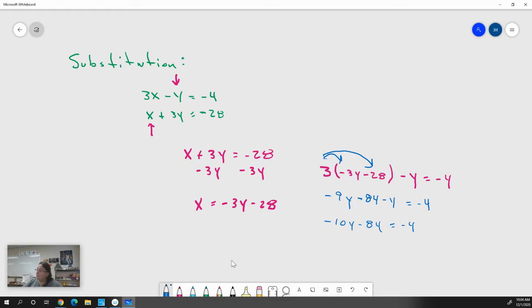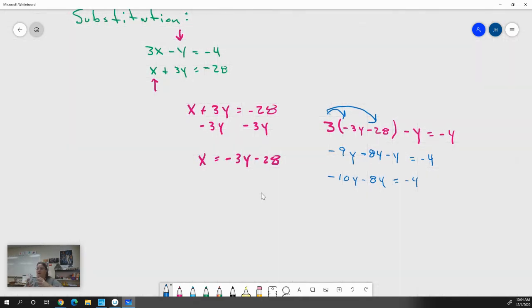And now we're just going to start undoing everything that's done to this y, and figure out a numerical solution for y. The first thing I'm going to do is add 84 to both sides, because we're doing the inverse of PEMDAS, the opposite of PEMDAS, so we do our addition and subtraction first. I get negative 10y equals 80. I still have this negative 10 being multiplied to y, so I'm going to divide both sides by negative 10, and I get y equals negative 8.